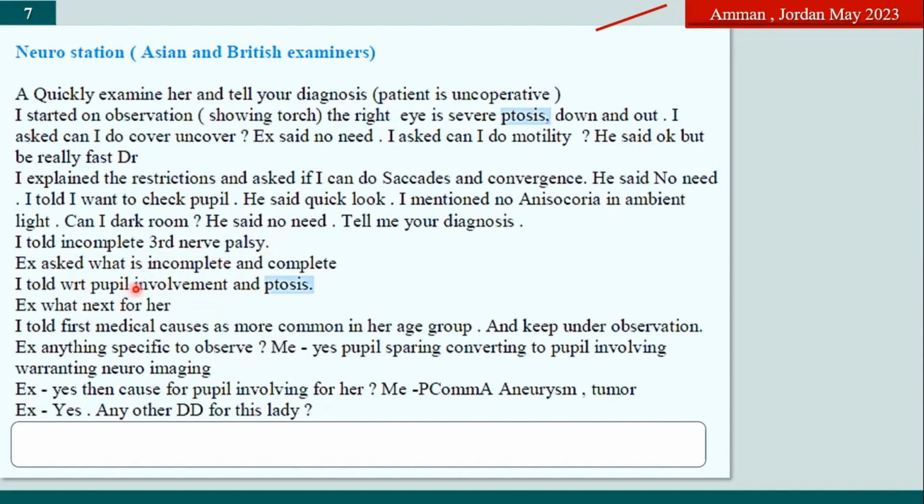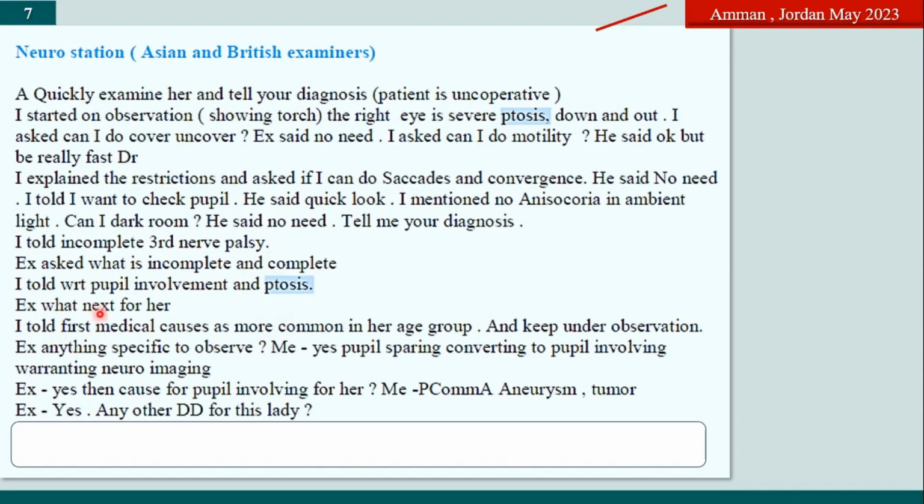The examiner asked what is incomplete and complete. That's why I said this term is confusing. I told him it's an abbreviation: without pupil involvement and, what, ptosis. But the case has ptosis, I don't know. So in summary, you have to say this is a pupil sparing third nerve palsy, this is your first diagnosis.